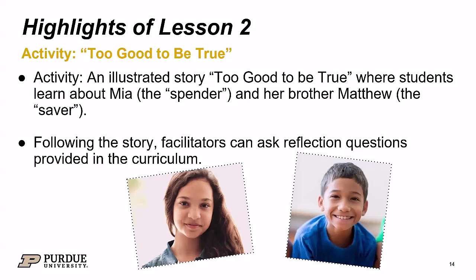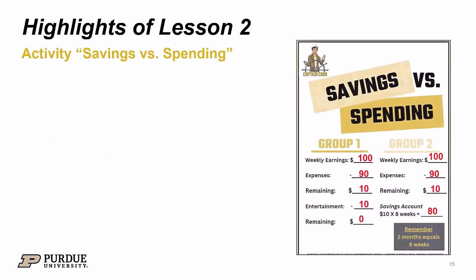We ask the students, and we're not asking them to answer, do you see yourself more as a Mia or as a Matthew? But is it ever too late to become more of a saver? One of the other activities for lesson 2 is the savings versus spending activity. And there's a scenario where what we usually do is break the class into two groups. They both earn the same amount of money. You do this on the whiteboard behind you, or you have a flip chart that you've pre-set up. So they're getting math as part of this as well.